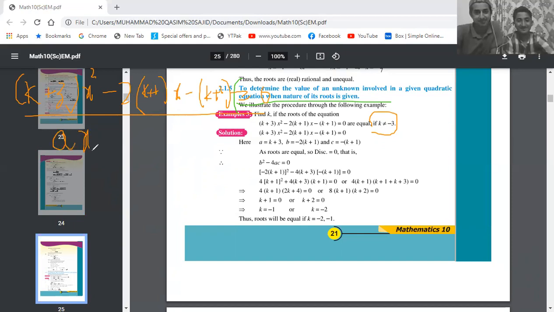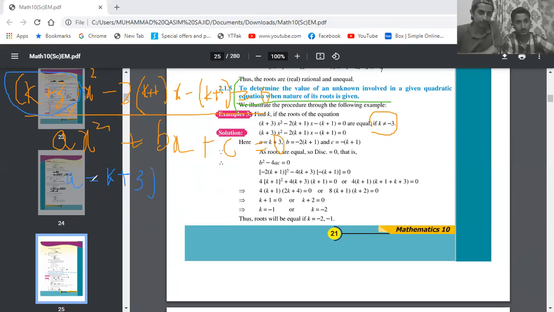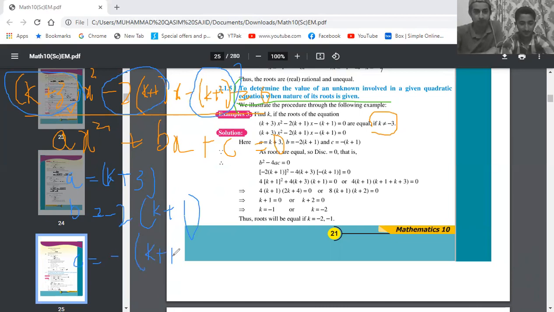ax square plus bx plus c equals 0. From this, my a is k plus 3. So a equals k plus 3, b equals minus 2 into k plus 1, and the c value equals minus k plus 1. So these are basically the values of a, b, c respectively.